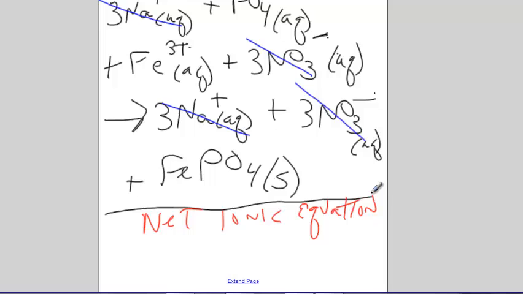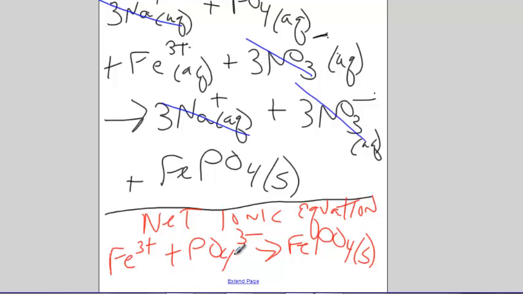And a net ionic equation is made up of the things that change in the course of the reaction. It does not put in the spectator ions. Fe3+ plus PO4 3- yields FePO4 solid. Aqueous, aqueous. That is our net ionic equation. It does not include the things that do not change in the reaction. Now, mind you, again, they're still there. There's still sodium ions floating about and nitrate ions floating about. We're just ignoring them because they don't do anything in the course of the reaction.